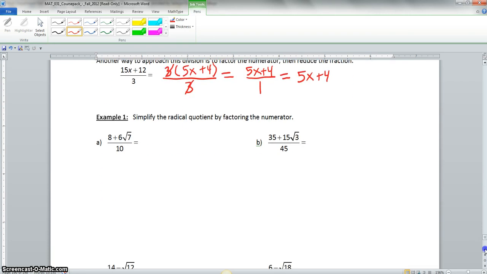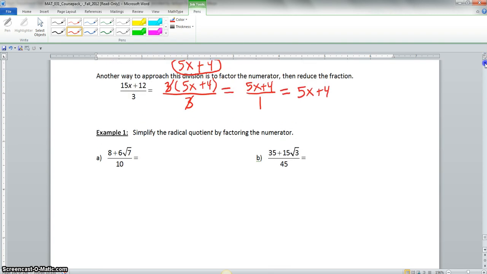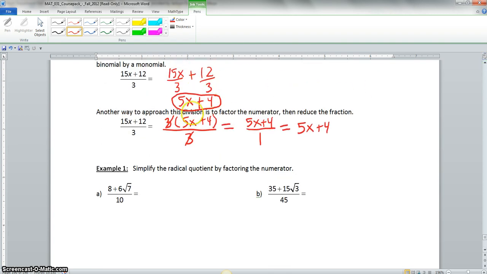Now we go down here to these examples so we can apply this principle. First thing, I think it would be better if we do the first example's way, because if you simplify here, you're guaranteed to be done with this problem. So let's do this with A. We will have 8/10 plus 6 square root 7 all over 10.